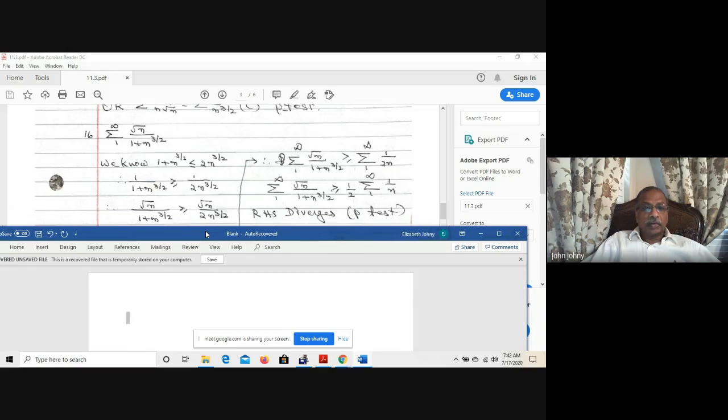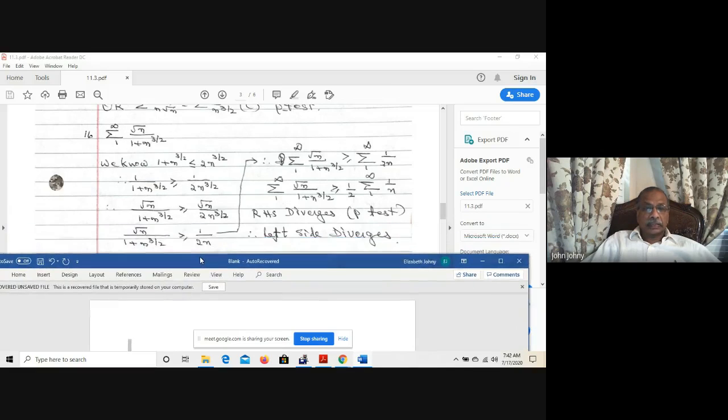Therefore, square root of n divided by 1 plus n to the power of 3/2 is greater than or equal to square root of n divided by 2 times n to the 3/2. That is, square root of n over 1 plus n to the 3/2 is greater than or equal to 1 over 2n, because 3/2 minus 1/2 is 1. And that means sigma from 1 to infinity of square root of n over 1 plus n to the 3/2 is greater than or equal to the integral from 1 to infinity of 1 over 2n.